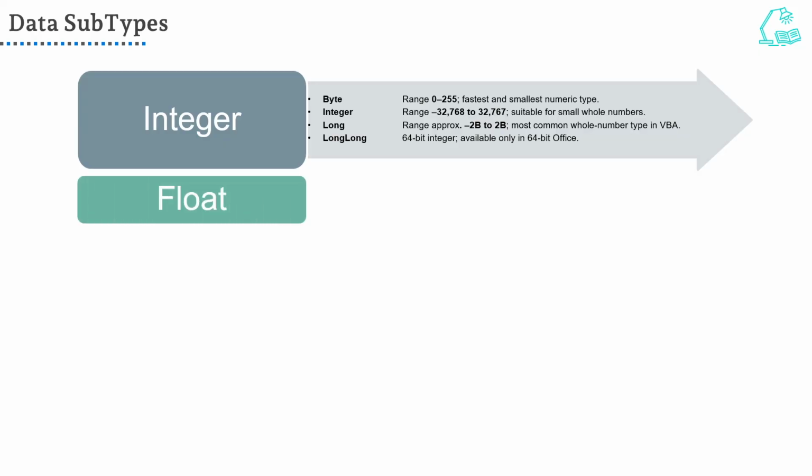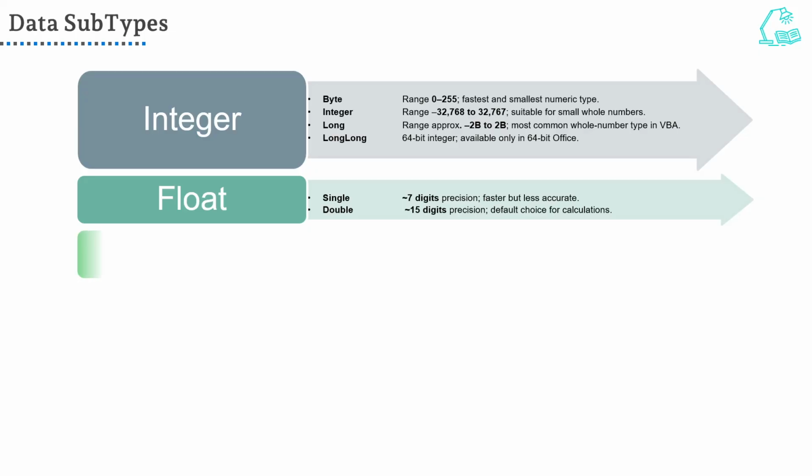Next, we move to floating point numbers. There are two subtypes here, Single and Double. A Single number stores about 7 digits of precision and is fast but less accurate. A Double, on the other hand, provides around 15 digits of precision and is the default choice for most calculations where accuracy matters, including scientific and financial operations.